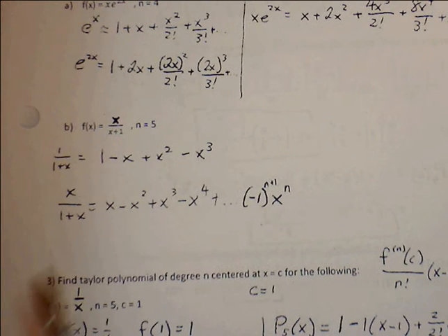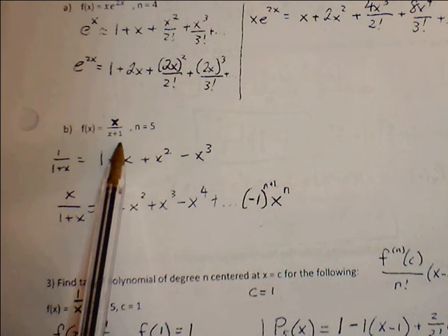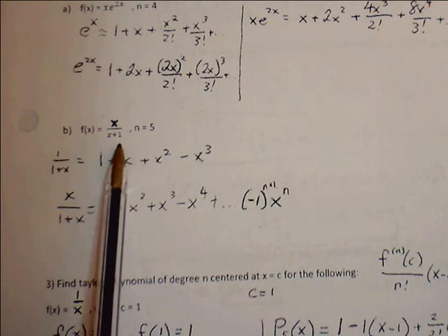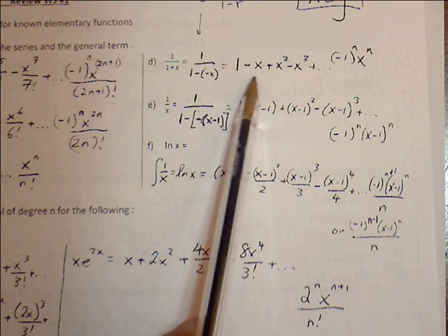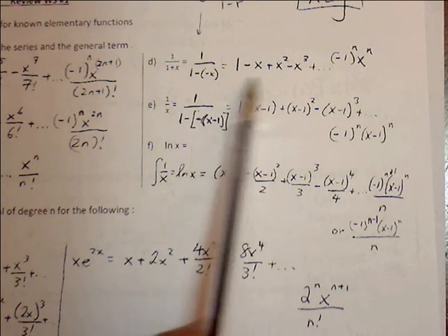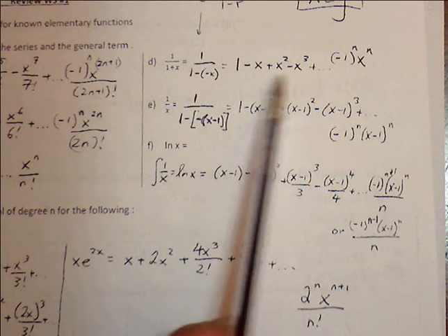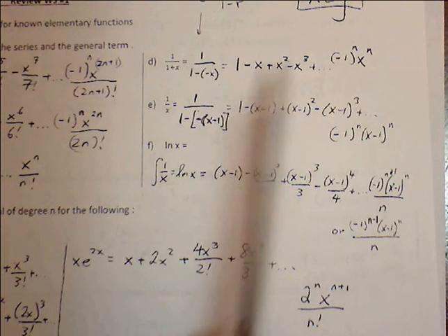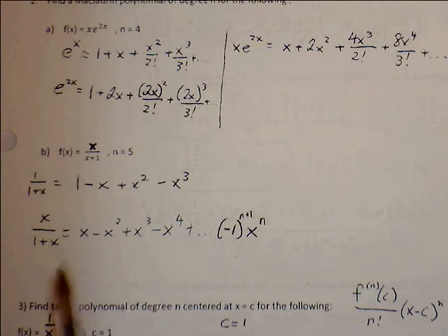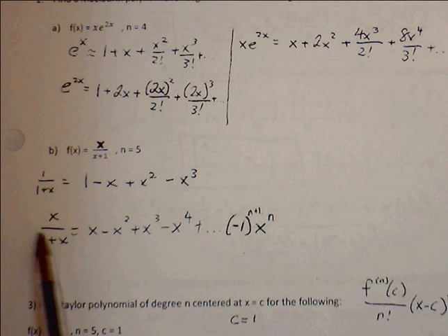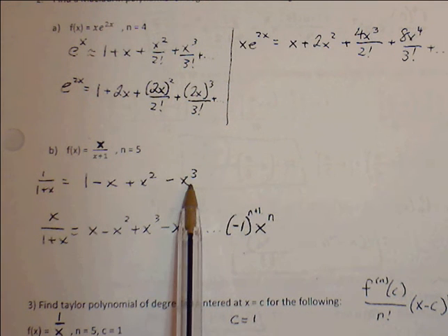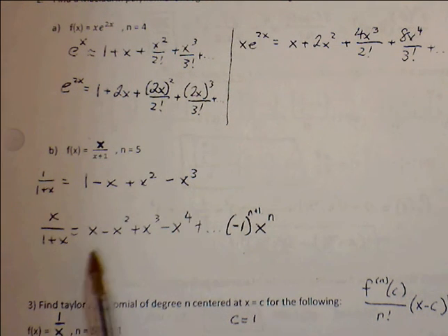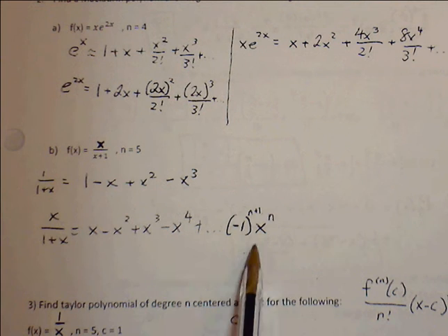Okay, part B. x over x plus 1. Well, we know the rule for 1 over 1 plus x, or 1 over x plus 1. All right, so then if we were to write out 1 over 1 plus x, which is this rule that we see here, we can simply take this and multiply with the numerator of x. If I multiply x through with this known geometric series, then we have this expression and then the general term.